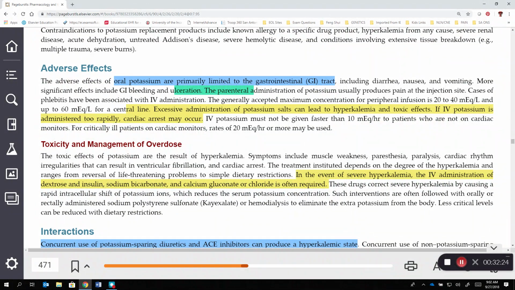We avoid some of that when we do a central line. But thinking about oral potassium, the adverse effects are generally GI, and they have nausea, vomiting, sometimes diarrhea. But the more significant effects are it can actually cause a GI bleed or ulcers in the stomach. Parenteral administration, which is IV, can produce pain at the injection site that I just mentioned. Generally, we just slow the infusion to try and help with that, or start a new IV, go to a new site.